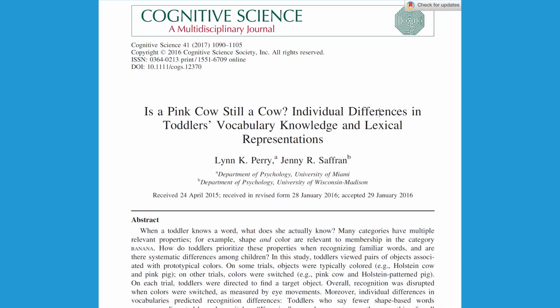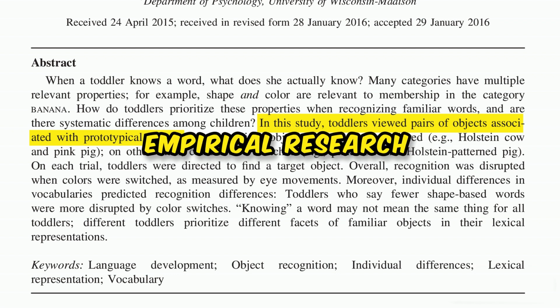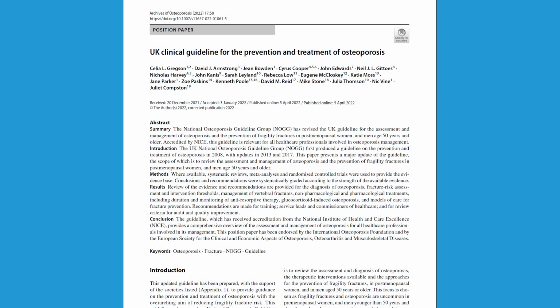This next article doesn't have headings in its abstract, so we'll need to look closer. Here's the background and aims, methods, results, and conclusion. The first line of the methods says, in this study, toddlers viewed pairs of objects associated with prototypical colors. This is an experiment where they tested toddlers, so yes, this is an empirical research article.